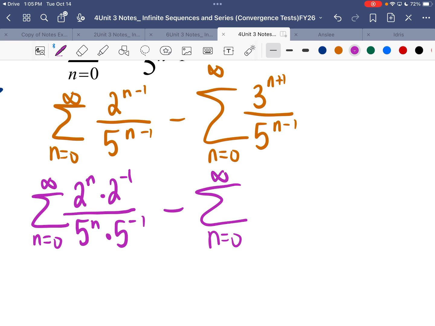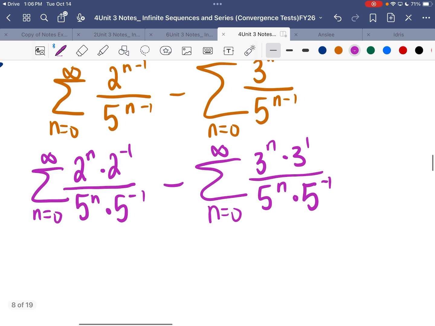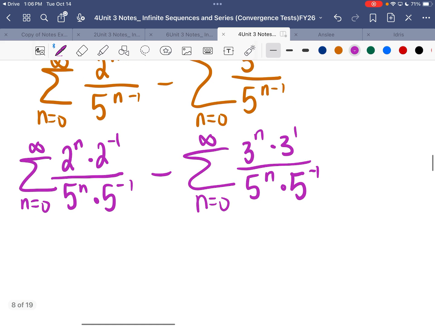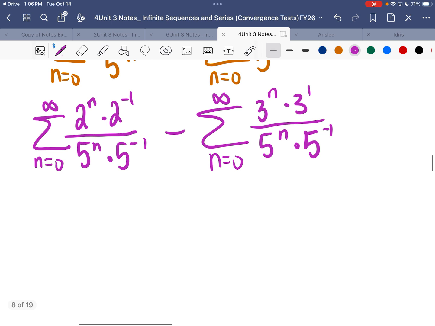Zeppelin? It absolutely could. I don't have a strong feeling either way on that one. I kind of generally like to get it to b to the n power if I can. But in that situation, I think you could have written it as 2/5 to the n minus 1 and been a-okay. Okay. Interesting.